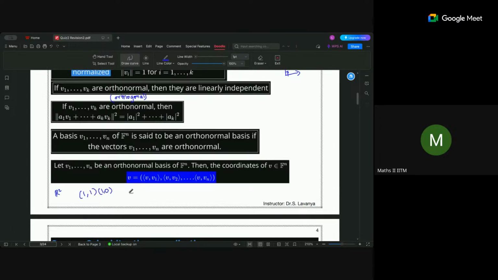And you want to express some vector (2, 3) as alpha times (1, 1) plus beta times (1, 0). How do you compute alpha and beta? How to find alpha and beta? Can anyone tell? How do you find alpha and beta?